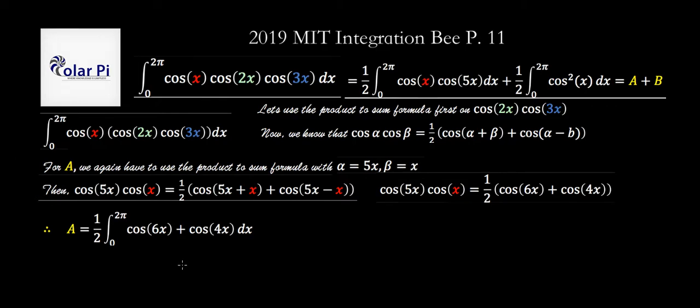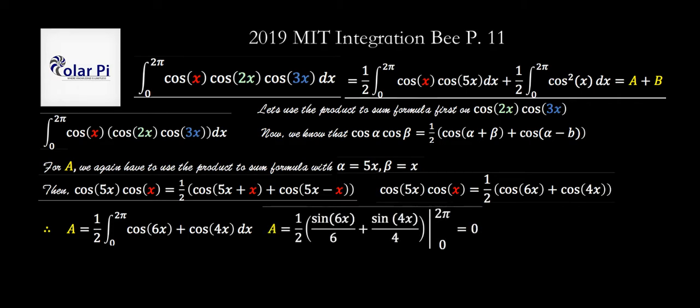Now, this is pretty simple antiderivatives. The antiderivative of cosine 6x is a sixth of sine 6x, and the antiderivative of cosine 4x is a fourth sine 4x. And remember, there is this 1/2 in front of the integral, so if we do all that and evaluate, we get 0, because sine of any integer multiple of 2 pi is 0, and sine of 0 is obviously 0, so that's why. Okay, cool, you should know that.